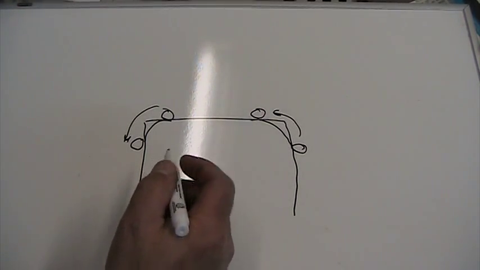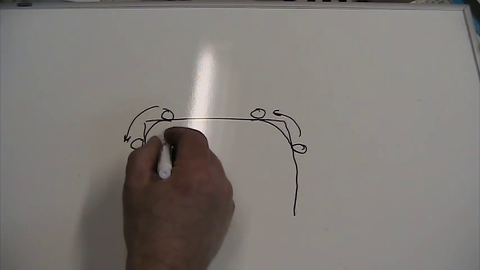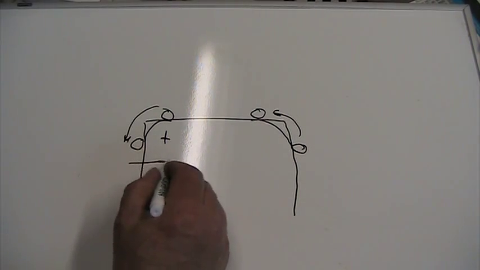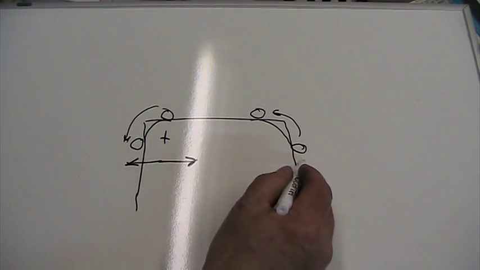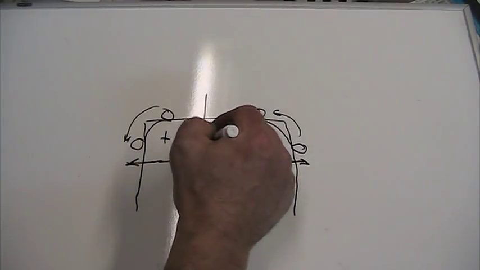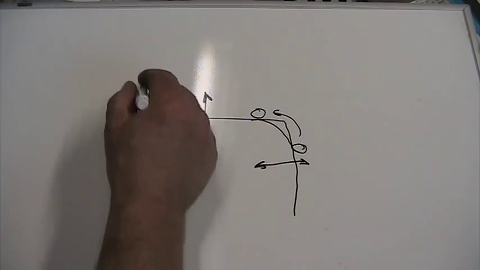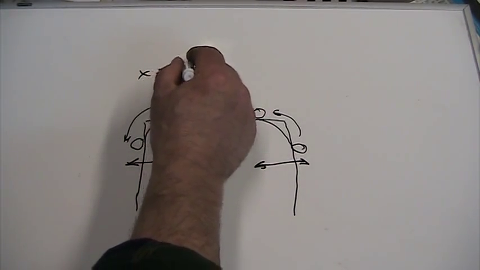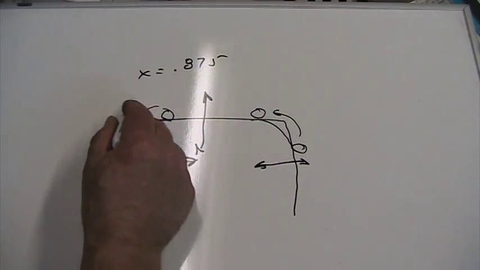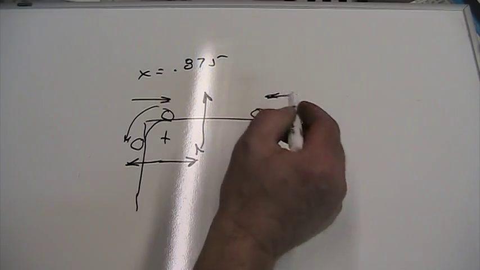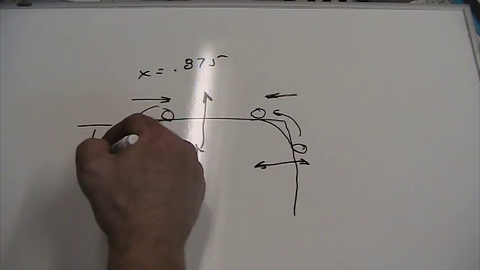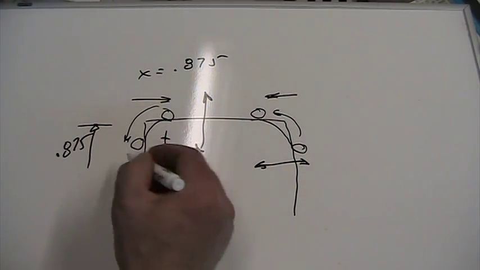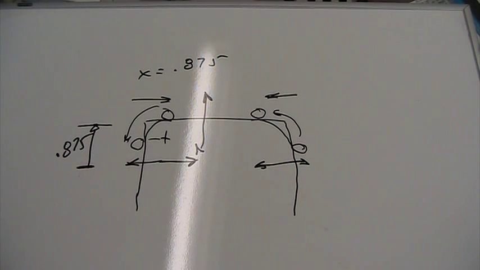What we're going to need to program this is a couple of things. First, we're going to want to know the center in the X and the Y. So X is going to be 0.875 in on both sides and 0.875 on the Y.